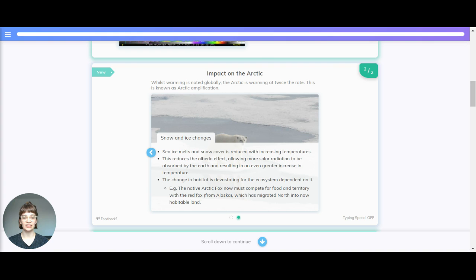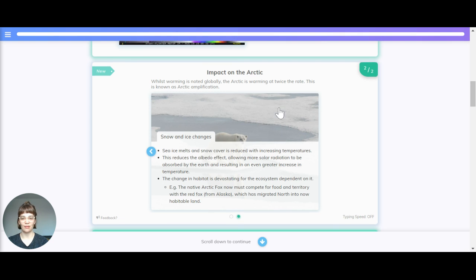The change in habitat is devastating for the ecosystem dependent on it. For example, the native Arctic fox must now compete for food and territory with the red fox from Alaska, which has migrated north into now habitable land.